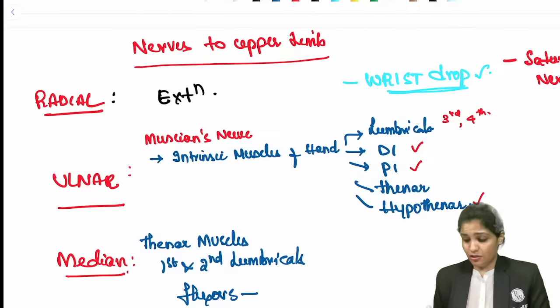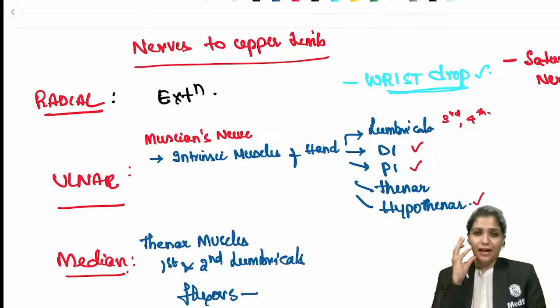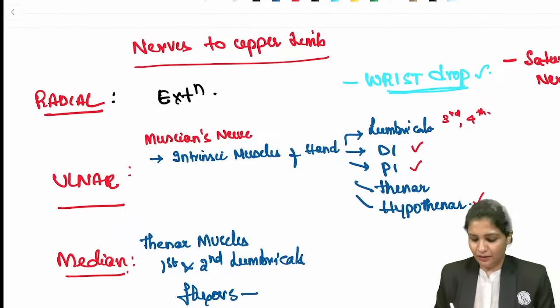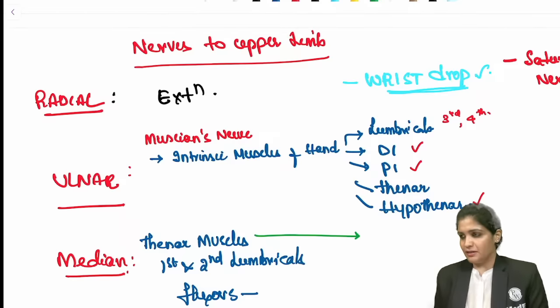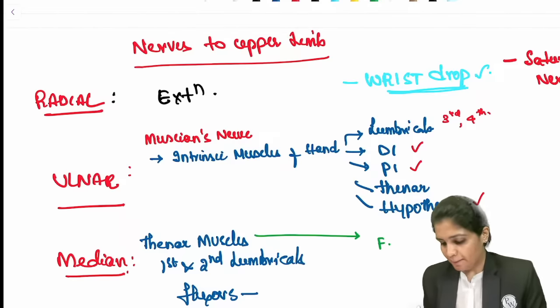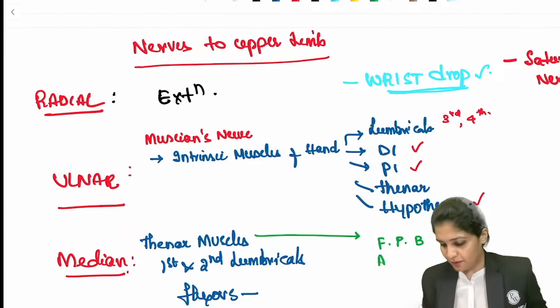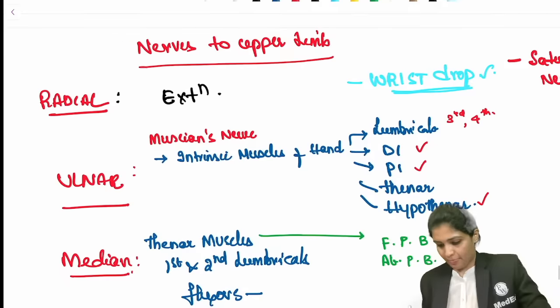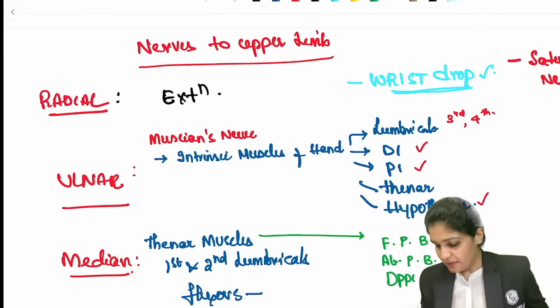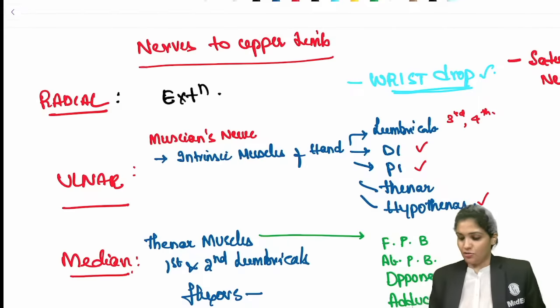So now coming to the question. Here you have to memorize what are thenar muscles and hypothenar muscles. Here is a small catch in the median nerve. If somebody can name all the thenar muscles, let's do it together. Flexor pollicis brevis, right? It is supplied by the ulnar nerve. Abductor pollicis brevis, opponens pollicis, and then your adductor pollicis, right? So these are your thenar muscles.